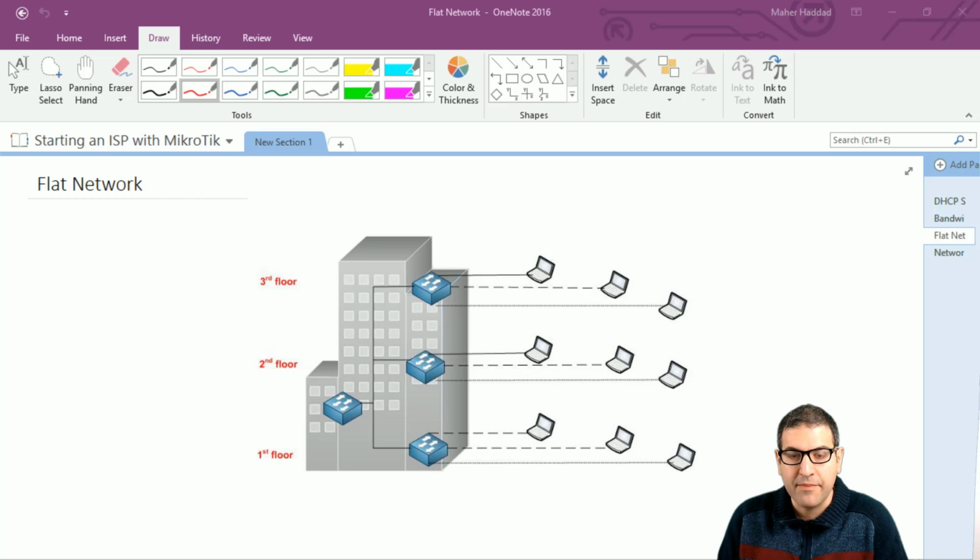I'm not going to do the lab now. The lab will come after this lecture directly. So now let's go and check what is VLAN and why we need to have VLAN in our network.